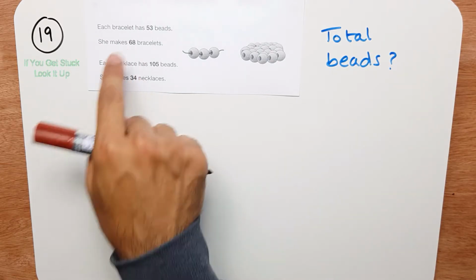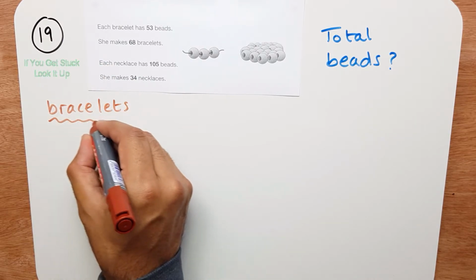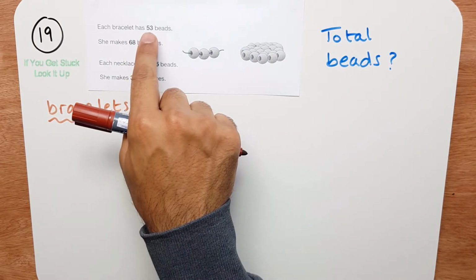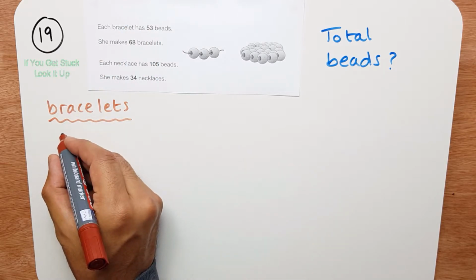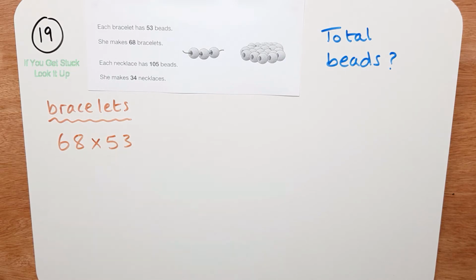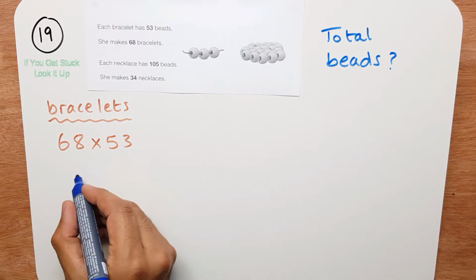So let's look at the bracelets. Layla makes 68 bracelets and each bracelet uses 53 beads. So our calculation really is 68 times 53. I'm going to use the grid method to do this. So let me draw my grid.